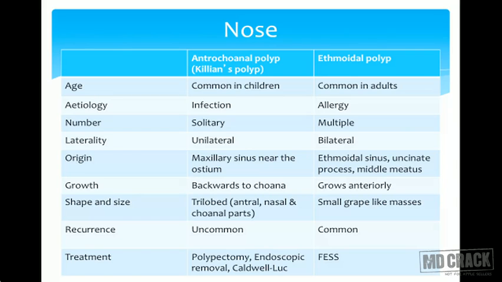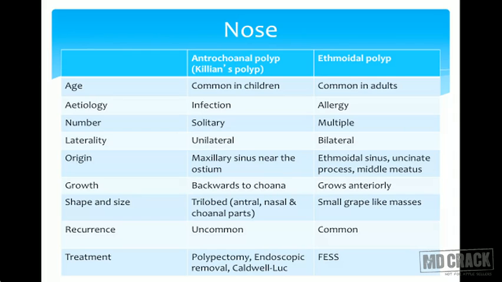The enterochoanal polyp arises from the maxillary sinus near the ostium, while the ethmoidal polyp can arise from the ethmoid sinus, uncinate process, or middle meatus. The enterochoanal polyp grows backwards towards the choana, while the ethmoidal polyps grow anteriorly. The enterochoanal polyp has a typical trilobed structure with antral, nasal, and choanal parts, while ethmoidal polyps look like small grape-like masses. Recurrence is very less common in enterochoanal polyp, while it is more common in ethmoidal polyp.